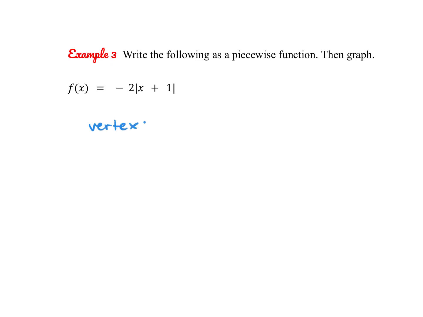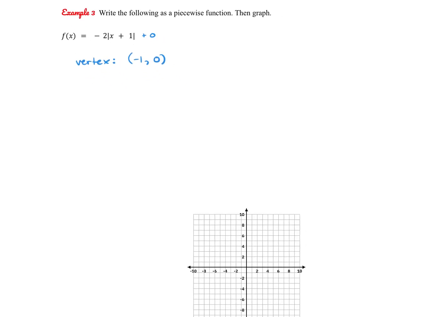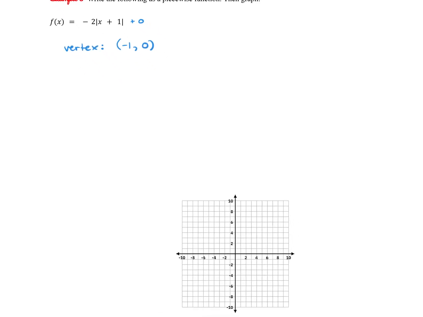So remember, for your vertex, whatever is being added or subtracted from x is going to be the x value of the vertex, but it will always be opposite. So since I see +1 here, my vertex is going to be at -1. And then here we don't see anything added or subtracted on the outside, so that y value will just be 0. So in this case, my vertex is at -1, 0. So it's right there.